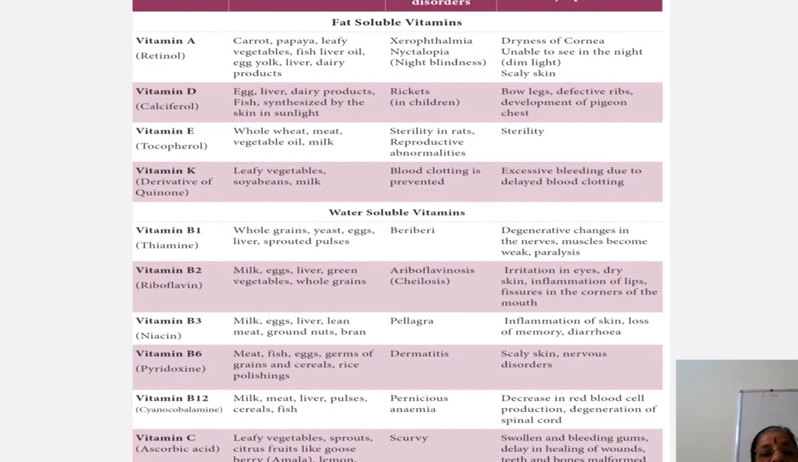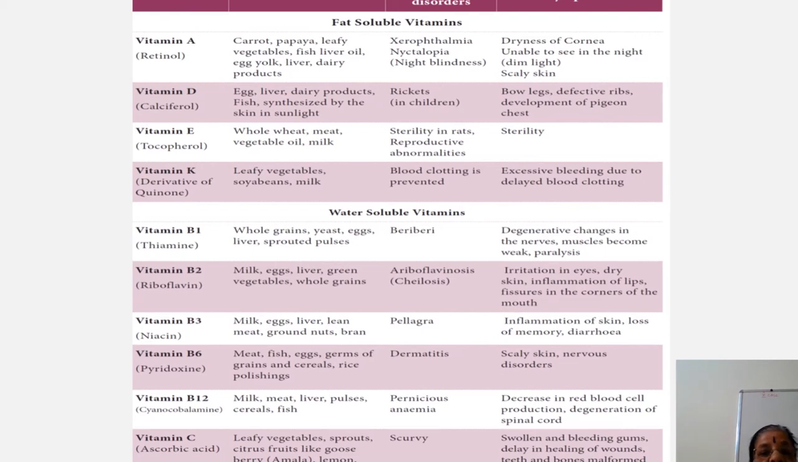Right? This is important, you must study it. Vitamin A is also known as retinol. Vitamin D, calciferol. Vitamin E, tocopherol. Vitamin K, derivative of phenol. And water soluble vitamin B1 is thiamine. B2, riboflavin. B3, niacin. B6, pyridoxine. B12, cyanocobalamin, and ascorbic acid. I hope you could follow this.